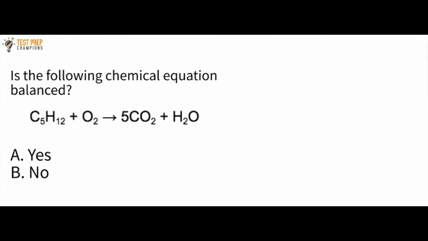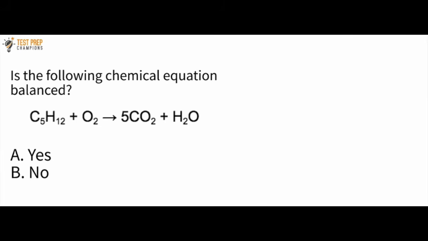So your next question, is the following chemical equation balanced? We have C5H12 plus O2 yields 5CO2 plus H2O, and I'd like you to try to figure out if this is an example of a balanced chemical equation, yes or no. And if you have no idea how to do this, don't worry about it. That's what we're here to learn. So let's have you pause the video, try this out if you want to, and then we'll go over how to do it.